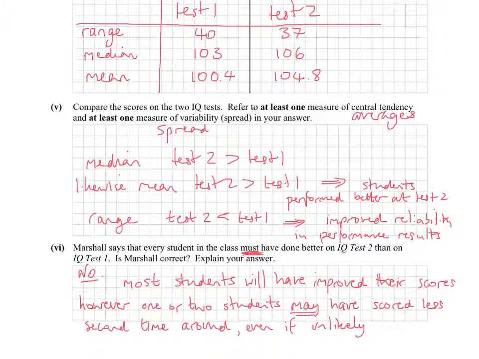And so I've stated that most students will have improved their scores. That's a given. If you do a test a second time, you know what to expect, and you're more comfortable with the test and the language and so forth. So it would be assumed that they would probably improve their scores, and certainly the data suggests that. However, one or two students may have scored less the second time round. Even though that may be unlikely, it is still possible. Therefore, we cannot say that Marshall is definitely correct for each and every student.